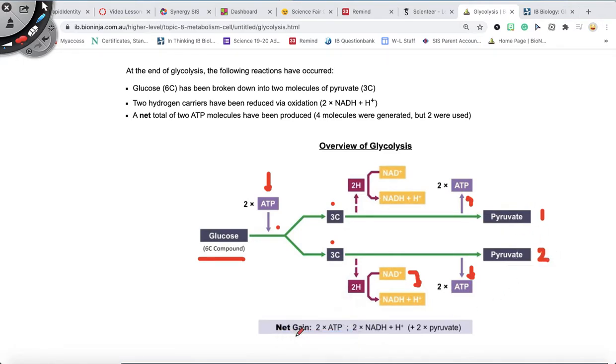Now the net gain again is 2 ATPs, 2 NADHs, and 2 pyruvates. So that's where you're going to end up as a net result of glycolysis.